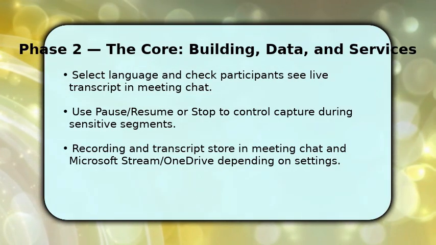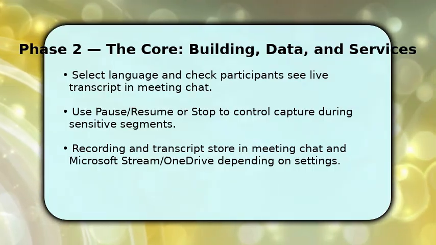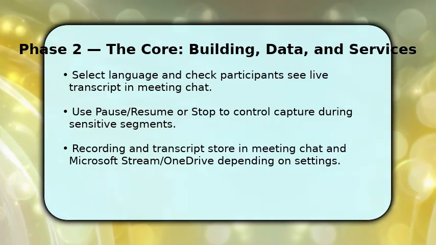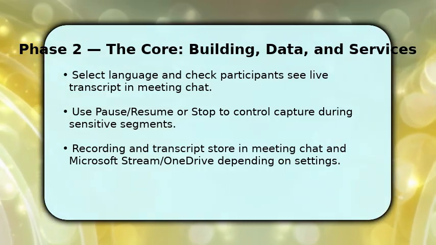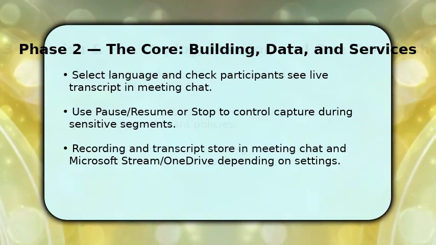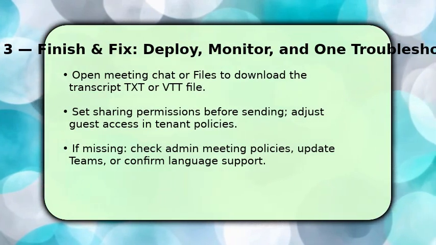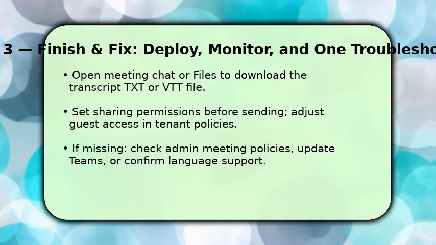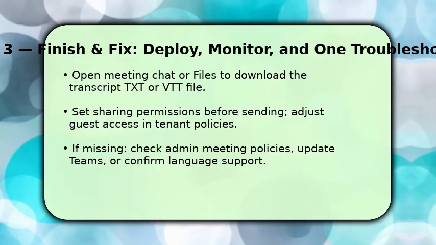After the meeting, the transcript is saved to chat or the tenant store, so you can review, search, or share the text later. To finish, open the meeting chat or Files tab to find and download the transcript as TXT or VTT. That's how you archive and share captions. Make sure you set appropriate sharing permissions so attendees and external guests can access the file.